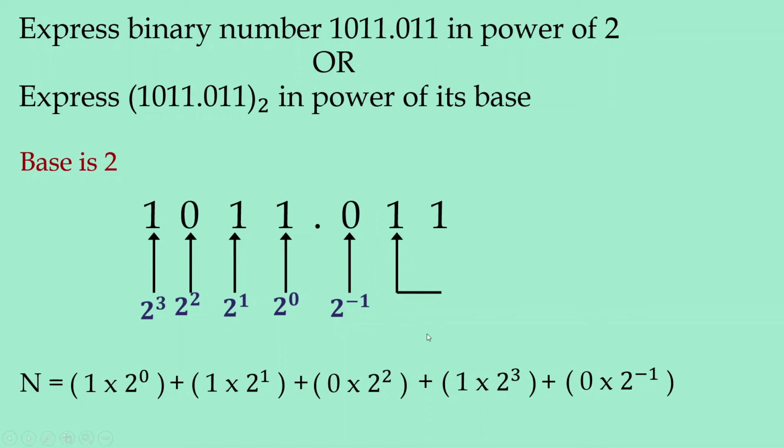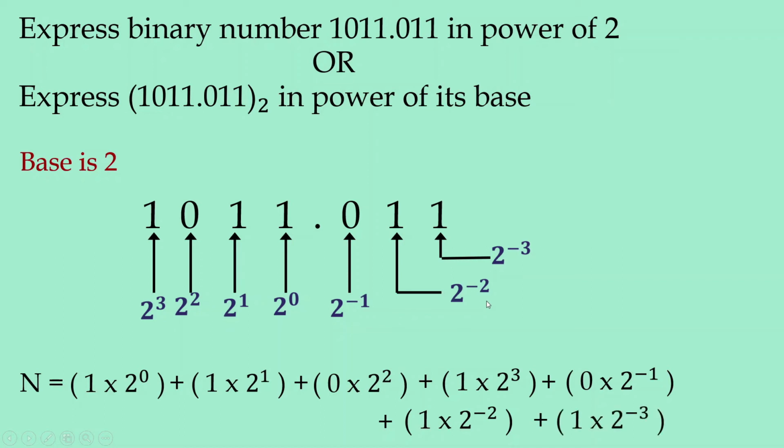Then 1 will have the weight as 2 raised to minus 2. We will again add it with the previous one. So we will get plus 1 into 2 raised to minus 2. Then we have one more 1. So 1 will have weight 2 raised to minus 3. Again add it with the previous one. So plus 1 into 2 raised to minus 3. So this is how you express a binary number in power of its base.